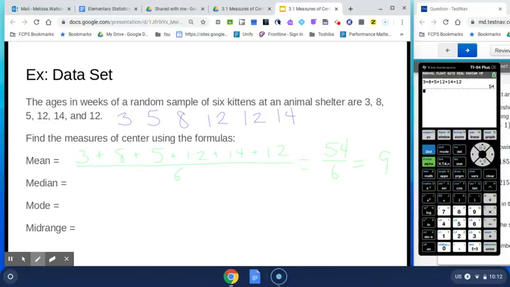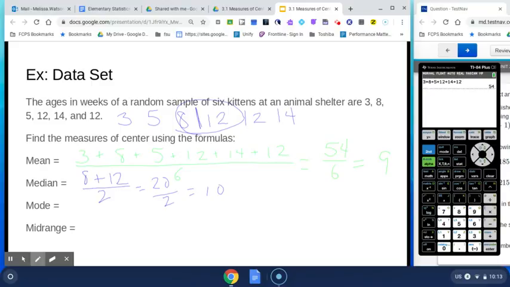Notice that there's an even number of numbers in the data set, so there's not going to be one number in the exact center. Instead, I have 2 numbers in the middle. So we're going to average these 2 numbers together. So I'm going to add 8 plus 12 and divide by 2. So we get a median of 10.